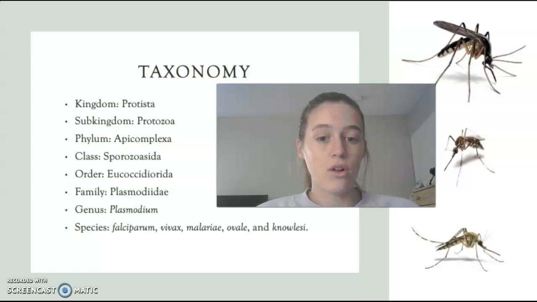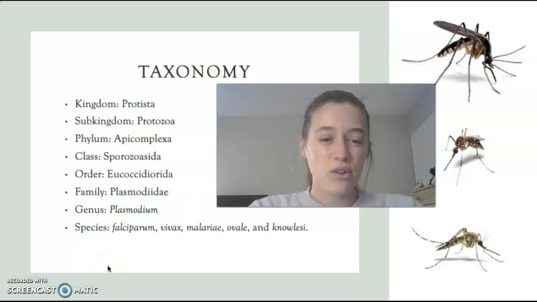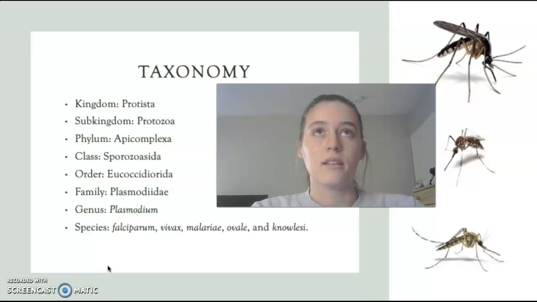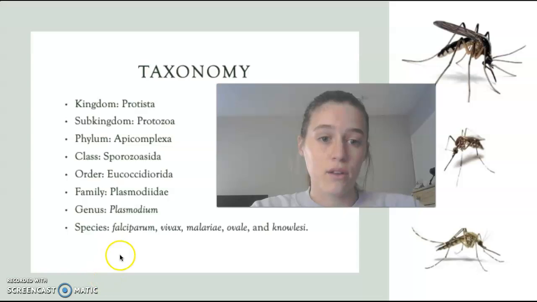And P. ovale and P. vivax, those are less critical. They're able to lie dormant in the liver for months or years, so they could potentially recur. Your symptoms could potentially recur for that long.